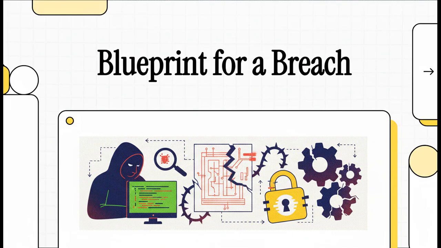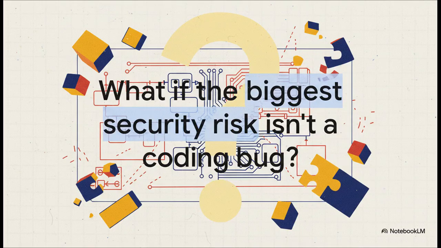When we think about cybersecurity attacks, we usually picture some hacker in a dark room finding a tiny overlooked bug in the code. But what if the vulnerability isn't a mistake at all? What if it's actually part of the original plan? Let's dive into that.